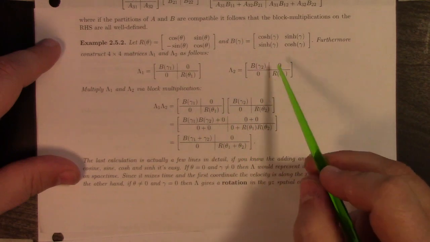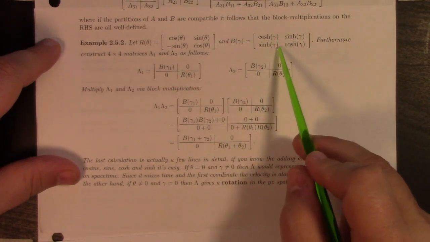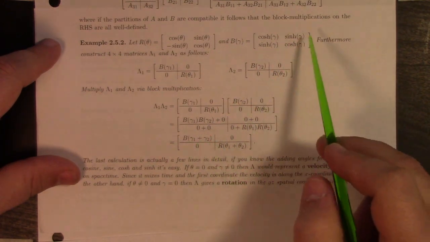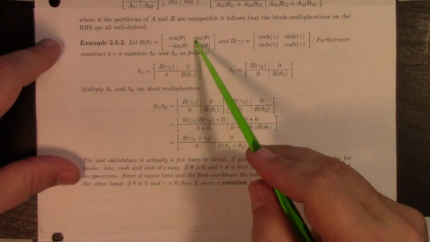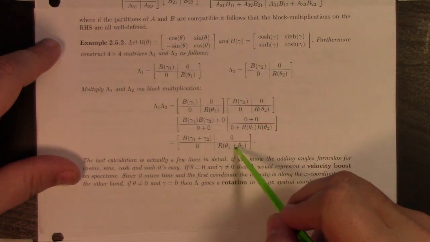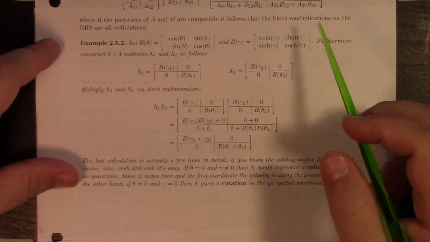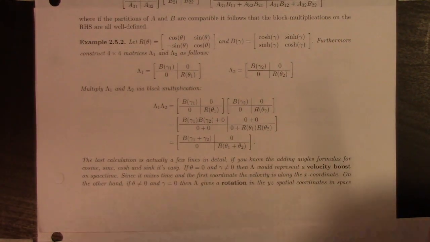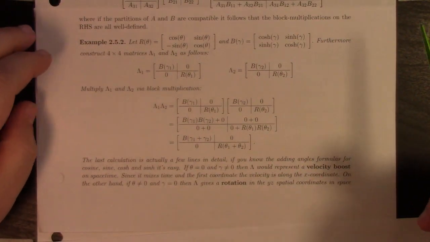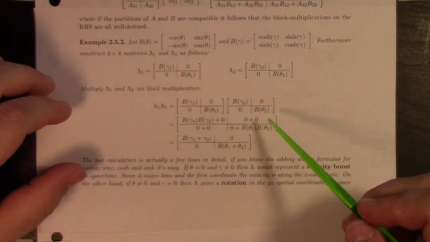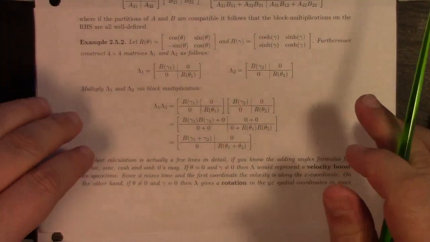And oh, fun fact, if you multiply two of these, then the hyperbolic angles just add. If you multiply two rotation matrices, then the rotation angles just add. That comes from the adding angles formula for sine and cosine and cosh and sinh respectively. There's a bunch of details to actually see that this claim is true, but you know, it's a kind of neat example of block multiplication.